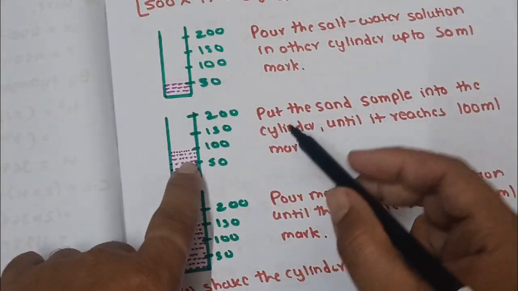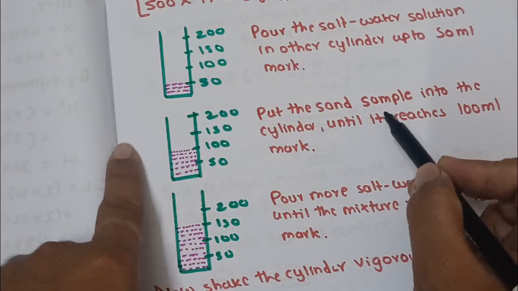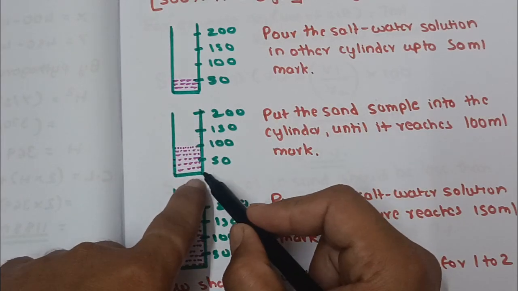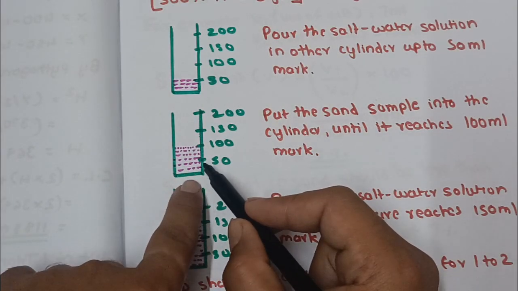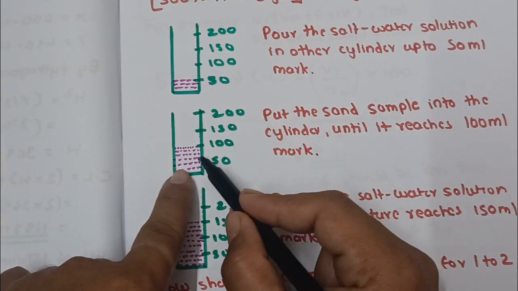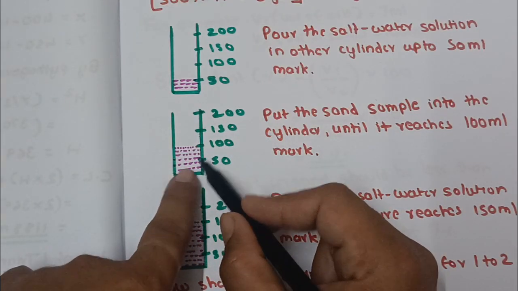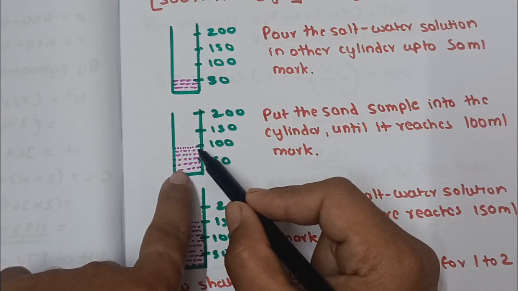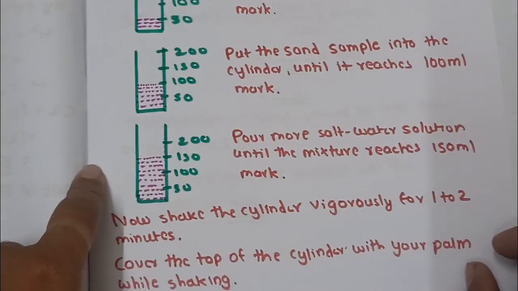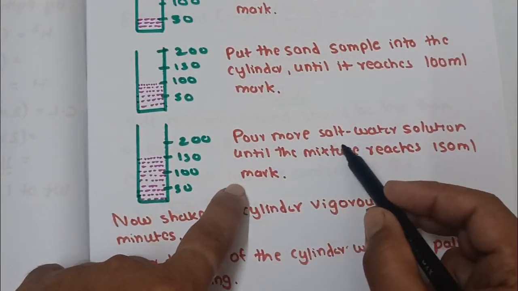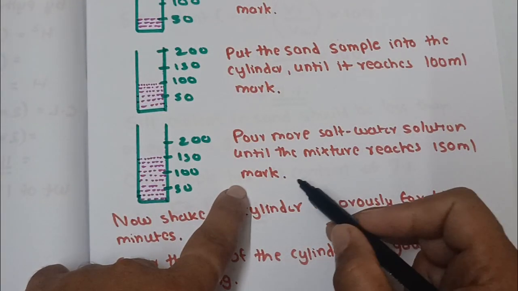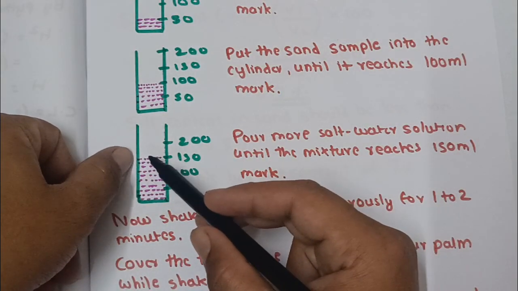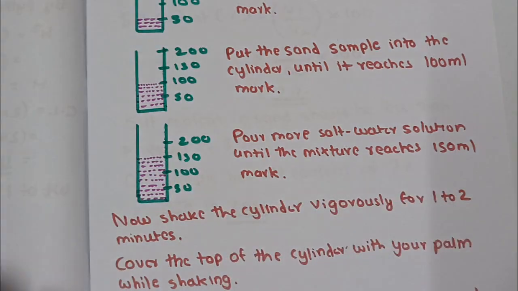Then the second step is put the sand sample into the cylinder until it reaches 100 ml mark. We have already put the salt water solution up to 50 ml. Then put sand in it for testing. We have to put sand until the mixture reaches 100 ml. Then the third step is pour more salt water solution until the mixture reaches 150 ml mark. Pour more salt water solution up to 150 ml mark.